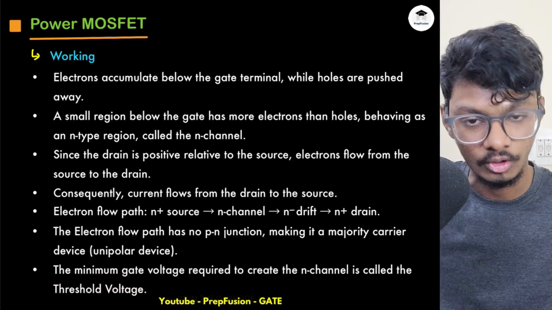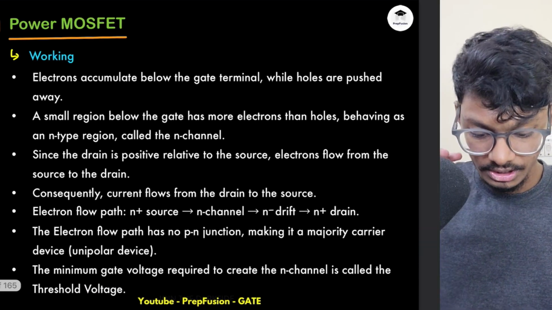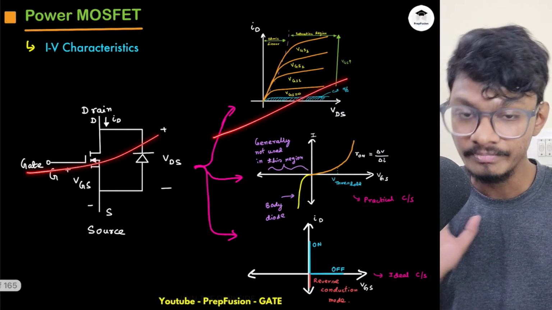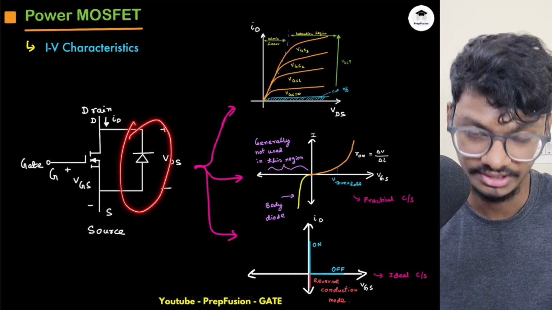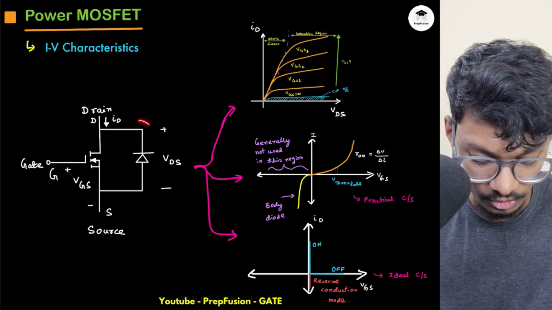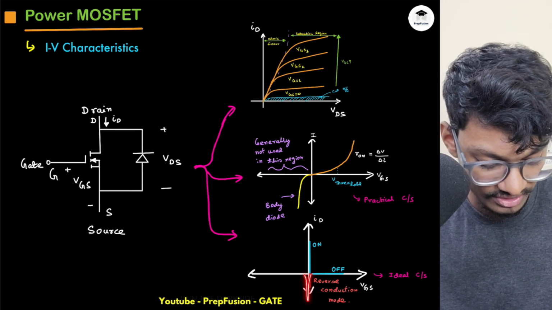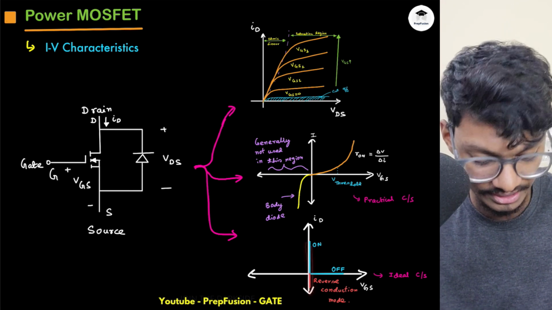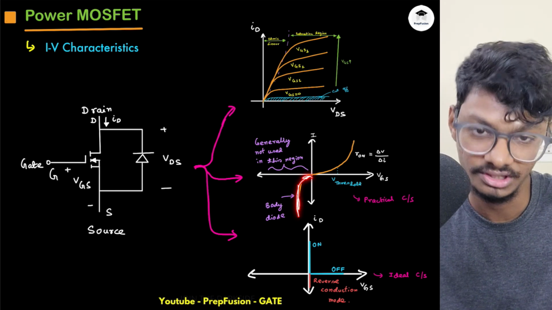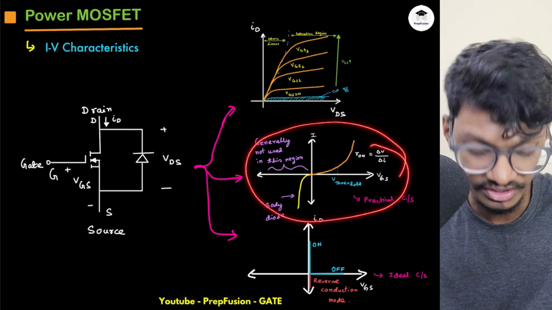This you have been taught in the MOS physics part. So this is the IV characteristics of a MOSFET. I don't think you have mentioned the body diode there. What happens is, due to this body diode, the current can flow in the reverse direction as well. So that's why this is bidirectional. This is the IV characteristics of a MOSFET.